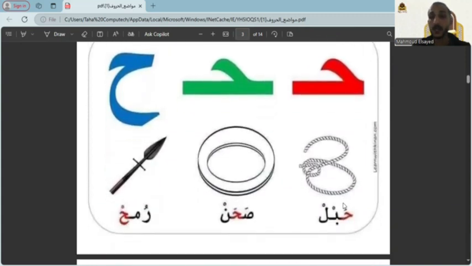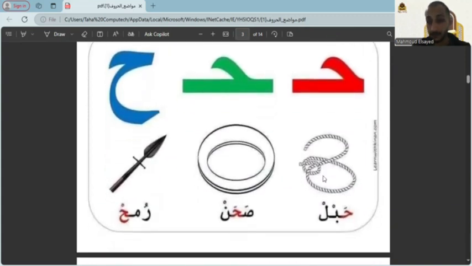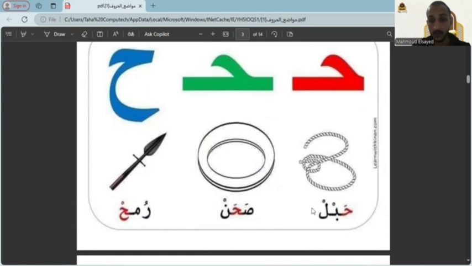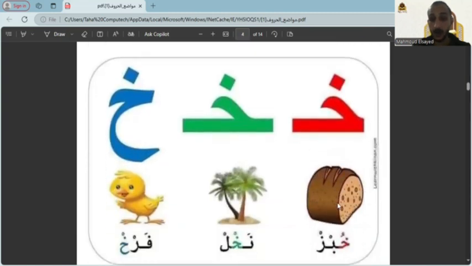Here we have the letter Ha. The beginning position is Habl, as you can see here, and then Sahn is the middle position, and then Rumh is the end position. In this word, you have the Ha at the end of the word.